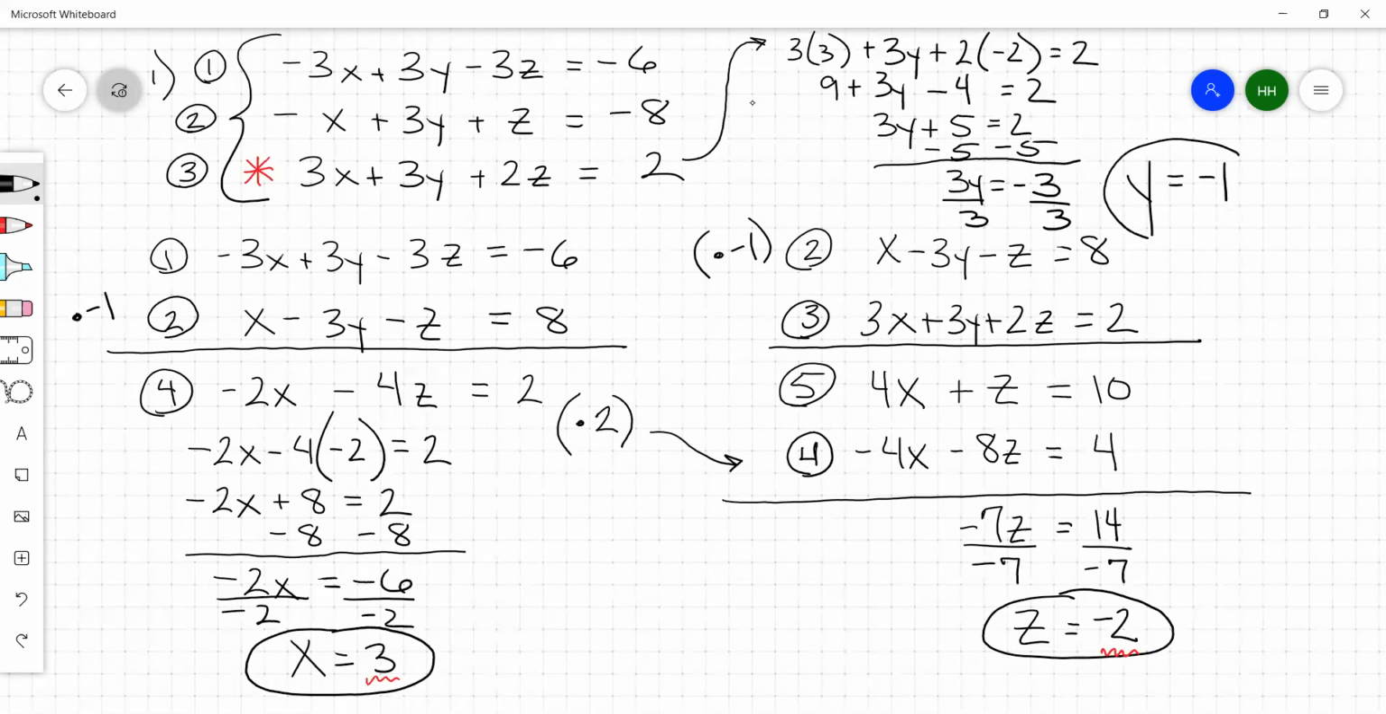And it don't matter what I seem to do, I run out of room every time. But anyway, there's your solution set. That's a 3, a negative 1, and negative 2.